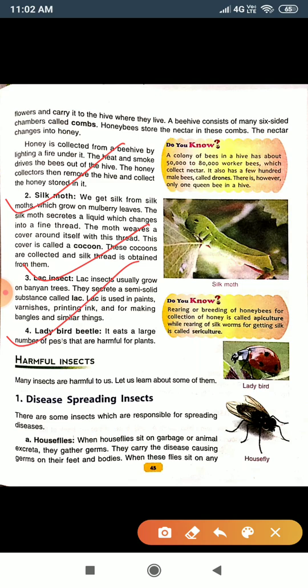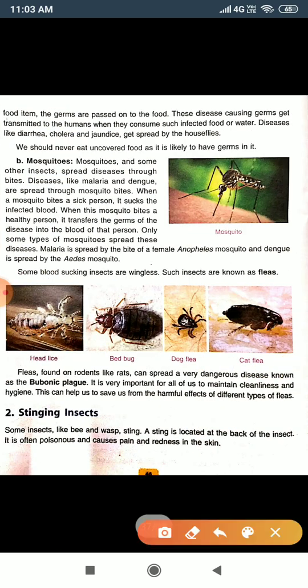Now come to the harmful insects. As the name makes clear, insects which are harmful to us are known as harmful insects. They are, number 1, houseflies. See in your book, page number 45, housefly. Second, as given in the book, mosquitoes. So these are the harmful insects.